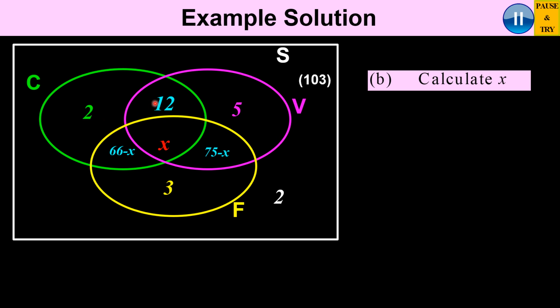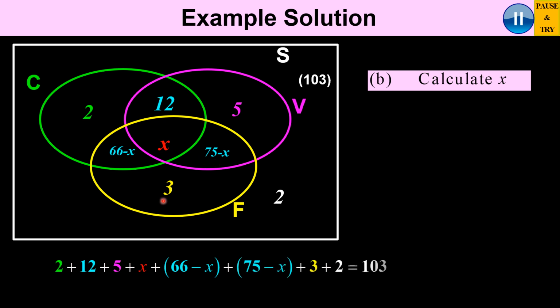So 2 plus 12 plus 5 plus 6 minus x plus 75 minus x plus 3 plus 2 should be equal to 103. So I set up that equation there, and this should be quite an easy linear equation to solve. Solving that, we end up with x equal to 62. So this is 62, and once we have that, we can say 66 minus 62 and 75 minus 62. That will make it possible.